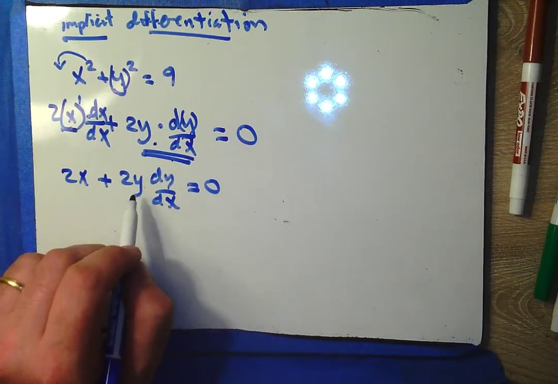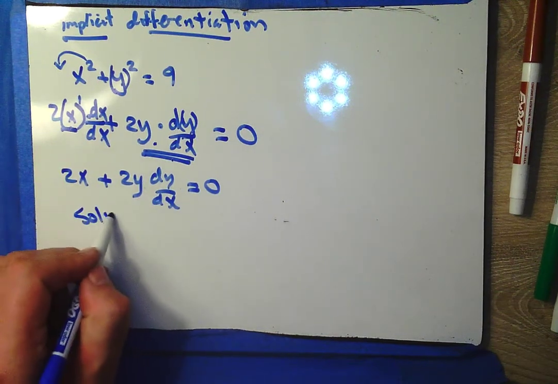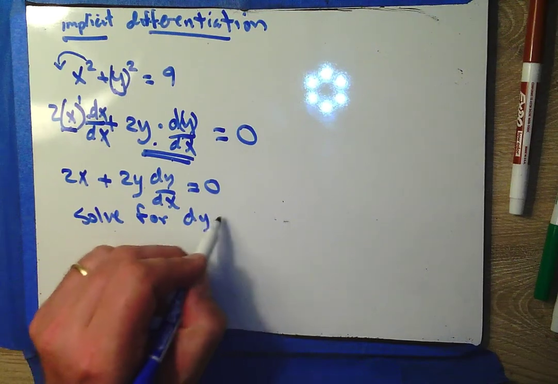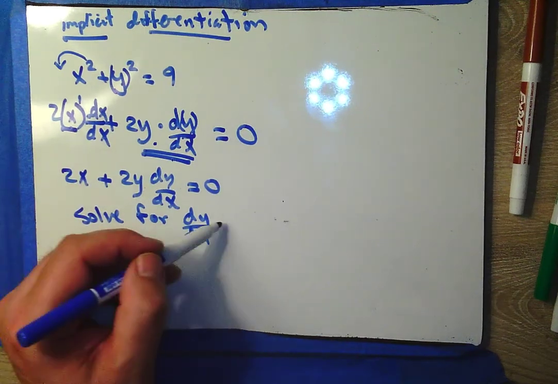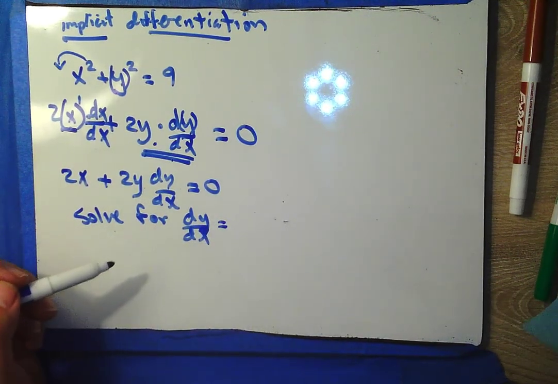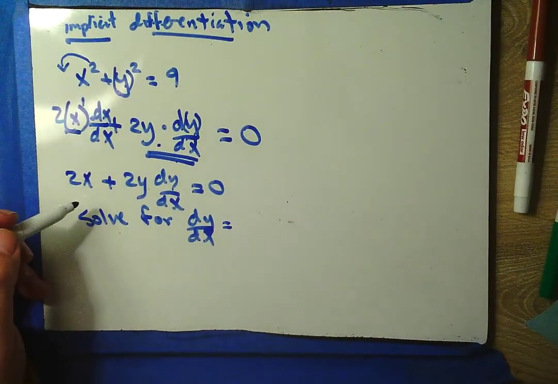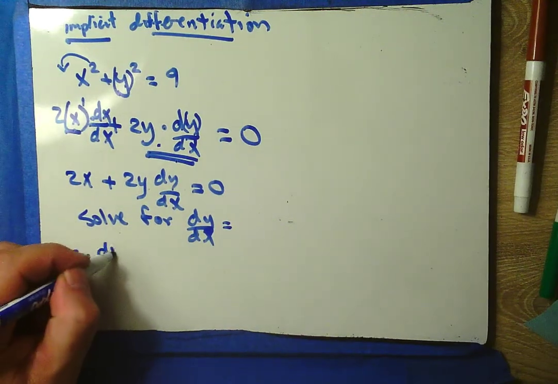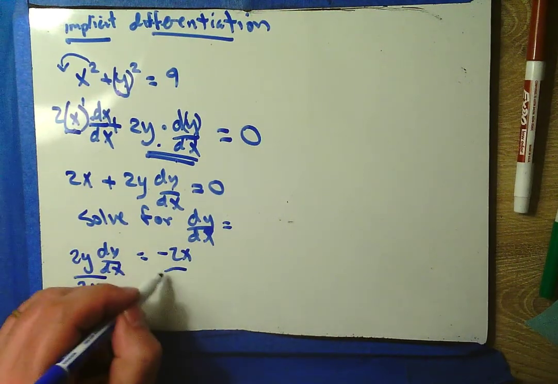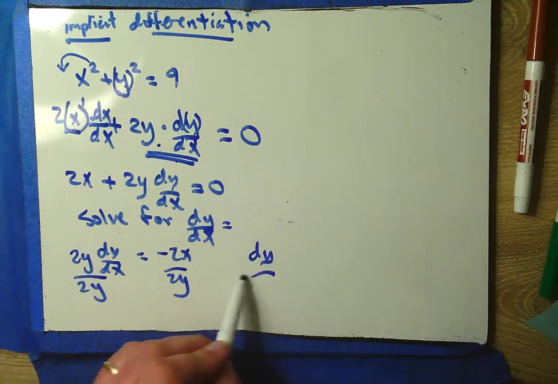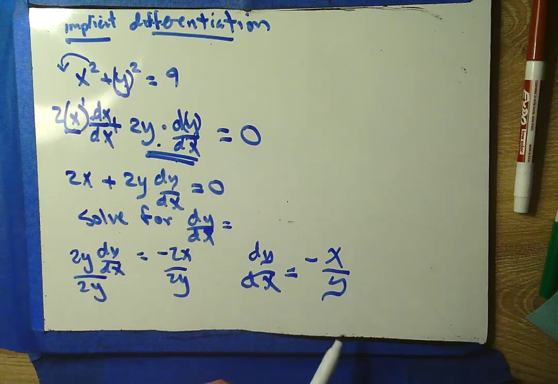You want to take the derivative of everything with respect to x. Now we still need to solve for dy/dx, because that's what we're looking for when we take a derivative. We want to know what the derivative is, so our answer isn't done until it says dy/dx equals. So make sure you keep going until it says dy/dx. So I'm going to have 2y dy/dx equals negative 2x, and divide both sides by 2y to get dy/dx equals negative x over y. Okay, there's the first derivative.